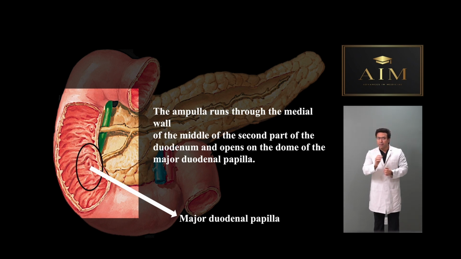Now, the upper part of the head of the pancreas is drained by an accessory pancreatic duct that opens into the duodenum at the minor duodenal papilla, which is 2 cm anterosuperior to the major papilla. The two pancreatic ducts often communicate with each other.